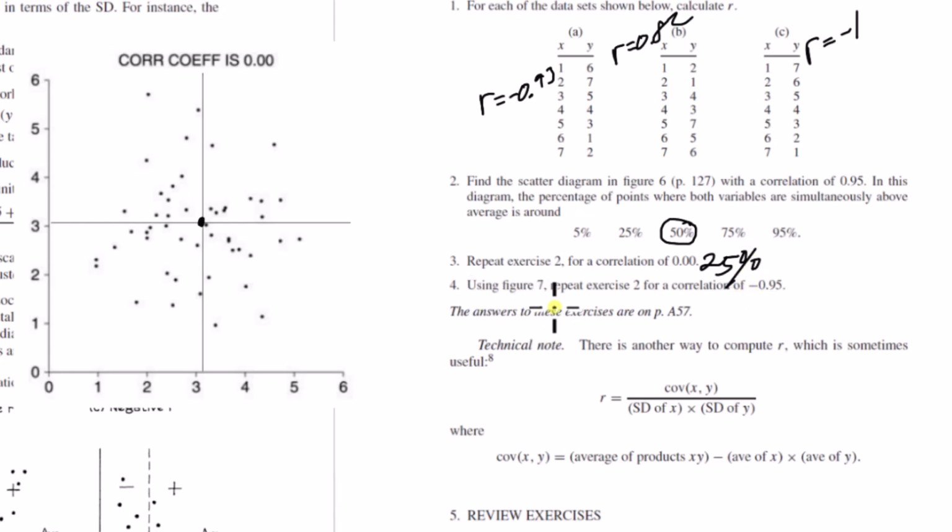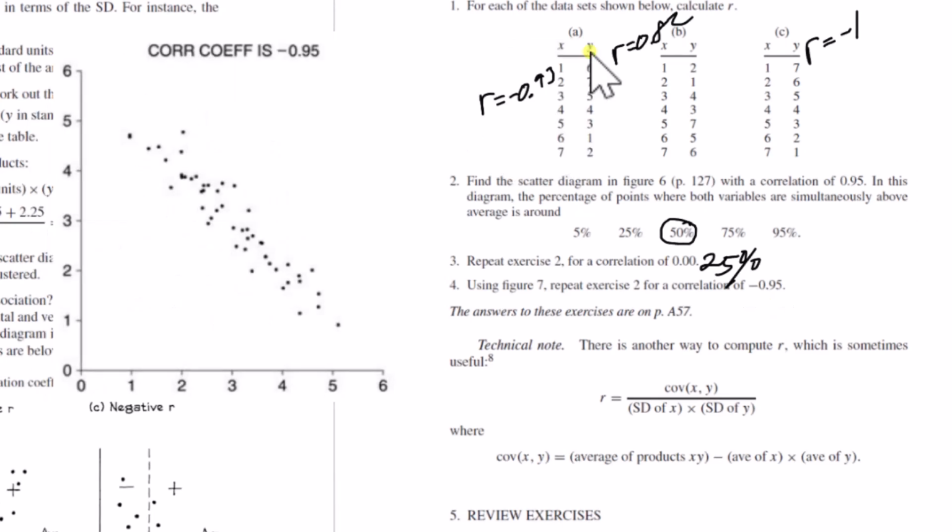Using figure 7, repeat exercise 2 for a correlation of minus 0.95. Okay, so we're about right in here. So in this case, 0%, okay, but the 5% is correct. I probably don't have the point of averages exactly correct here. 5%. Interesting.